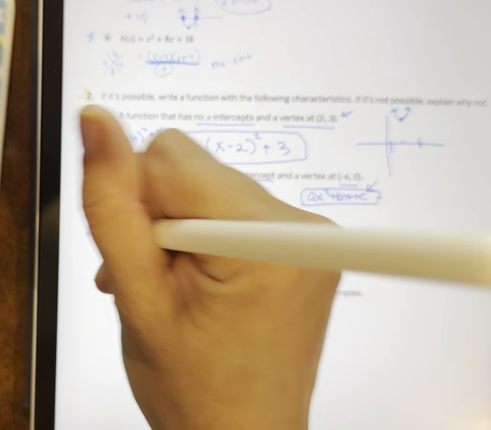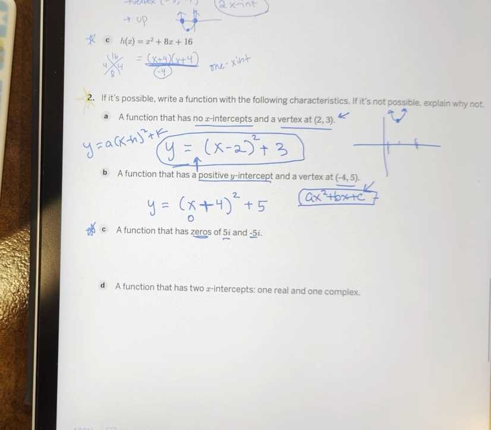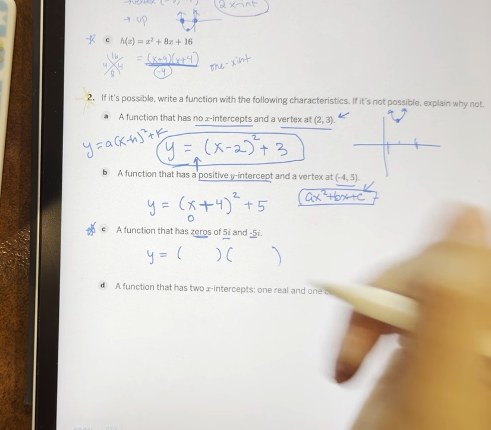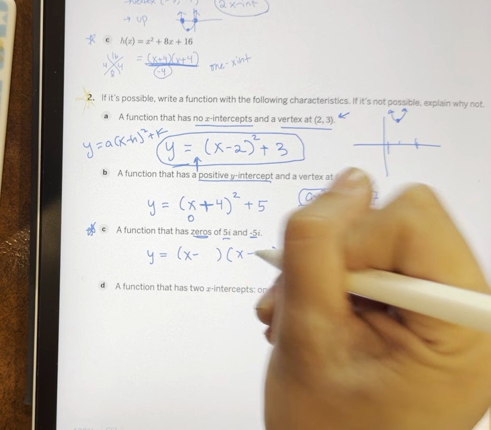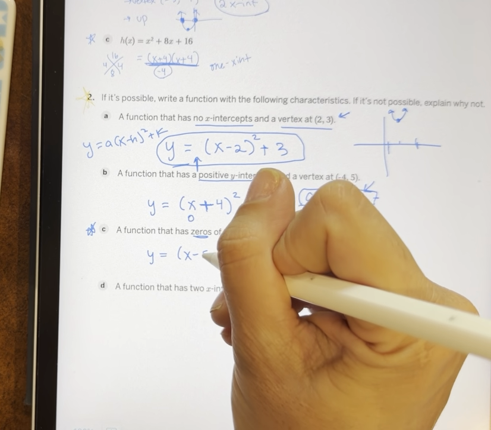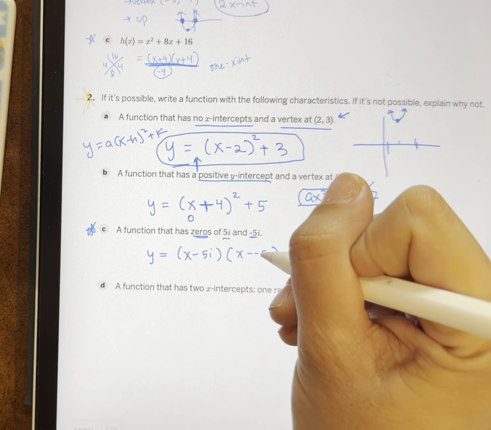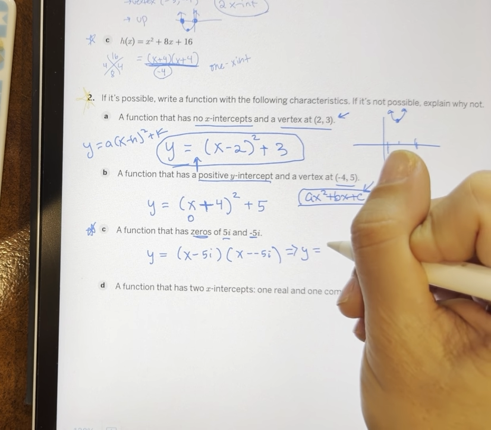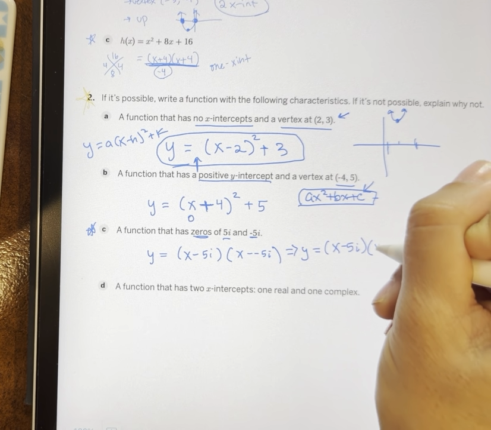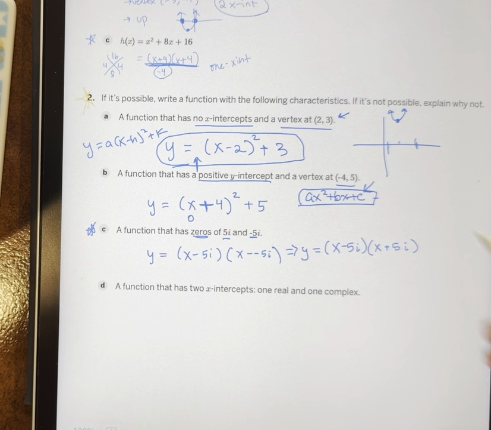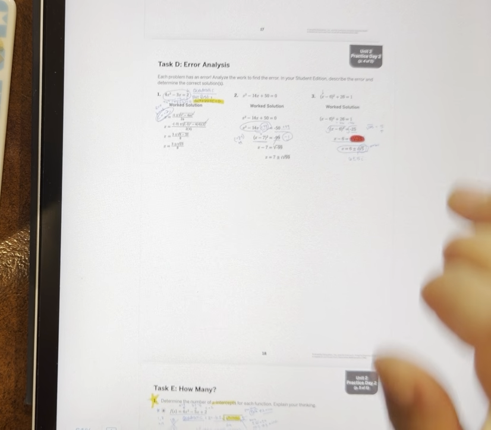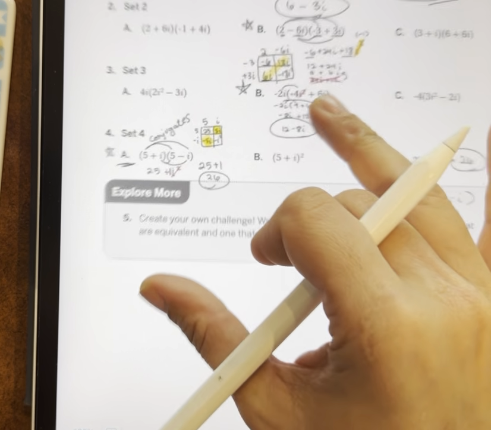Okay, a function that has zeros of 5i and negative 5i. For zeros, x-intercept form, factored form, is the best. Just go x minus, and drop in the zeros. X minus 5i, x minus negative 5i. So that means that y equals (x minus 5i) times (x plus 5i). And we don't really write functions with imaginary numbers like this, so I would want you to multiply this all out. I'm not going to because I remember already doing this.